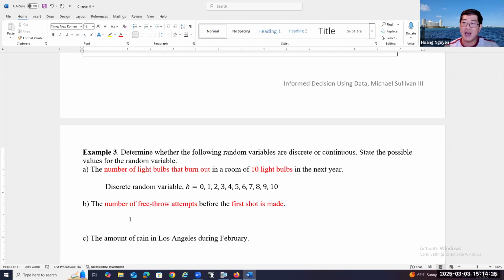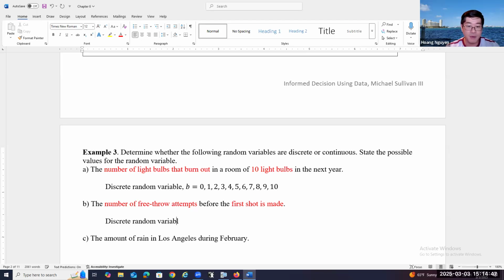You can really sit down and keep track of the number of attempts that this person is going to make until the first shot is made. I know that maybe some cases might take forever, but it's still countable, so we can actually sit down and count it. So that's going to be discrete.